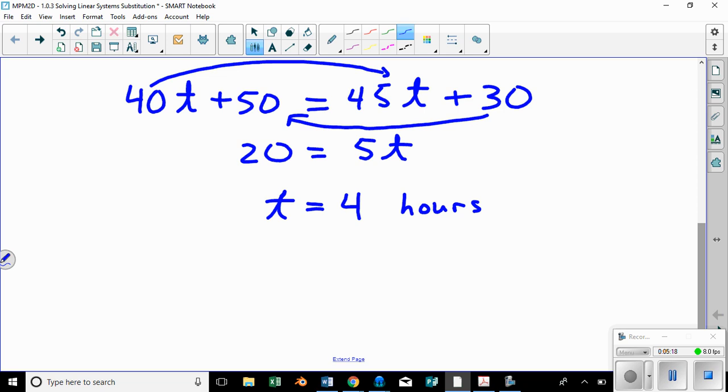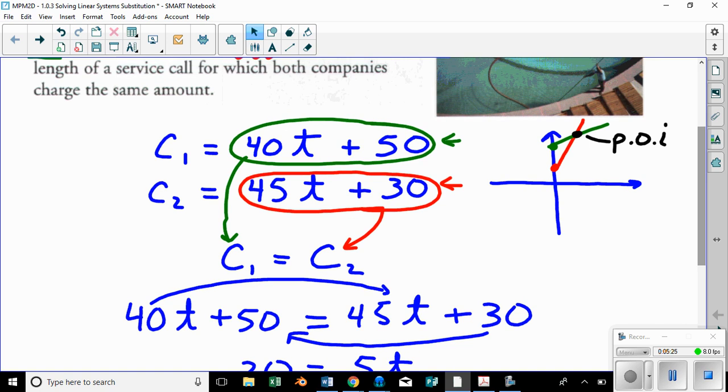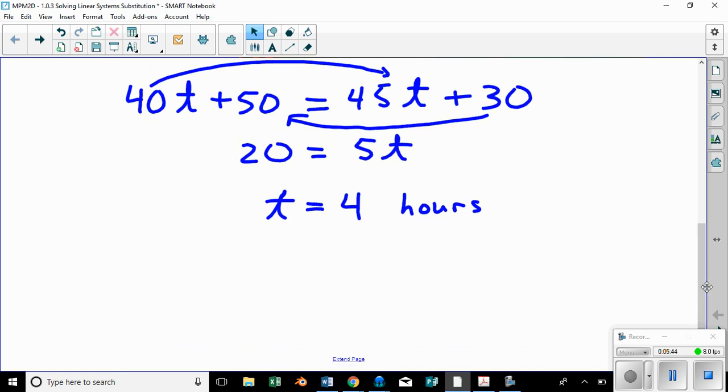We know before that point, if we go back to the graph, that the red line right here is going to be less expensive than the green one, but after that point, the red line gets more expensive than the green one. So this is where the discussion happens. What kind of answer is this question going to have? Well, it's going to have two answers depending on which side of the point of intersection you are.